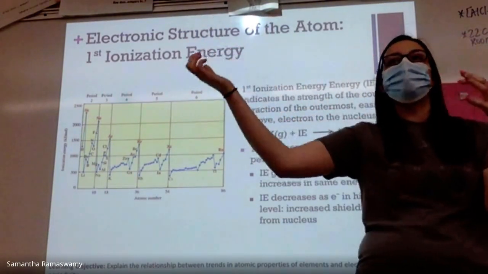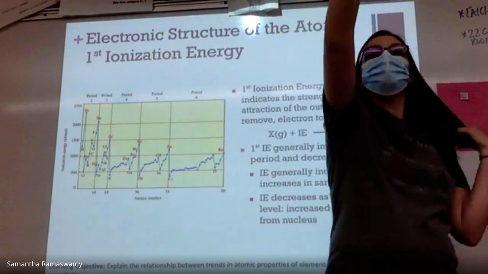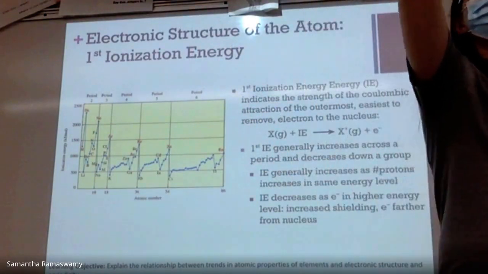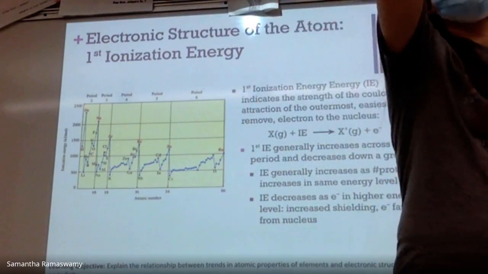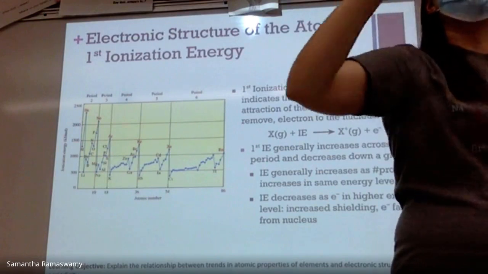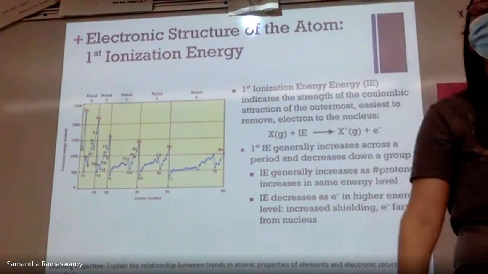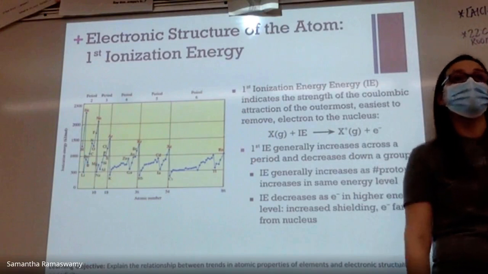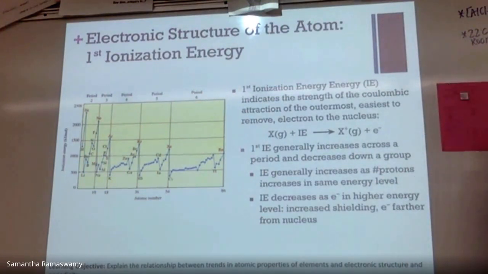That's that $20 bill example. I put a $20 bill in the back of the room, right? That represents like n equals 7. It's a lot easier for you to go and take that $20 bill away because it's farther. That's ionization energy. The easier it is to take an electron away, the lower the ionization energy.